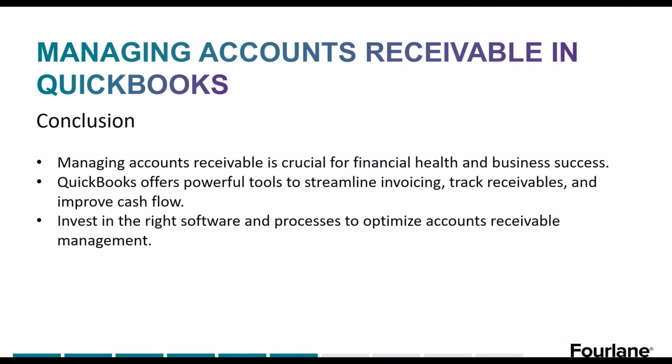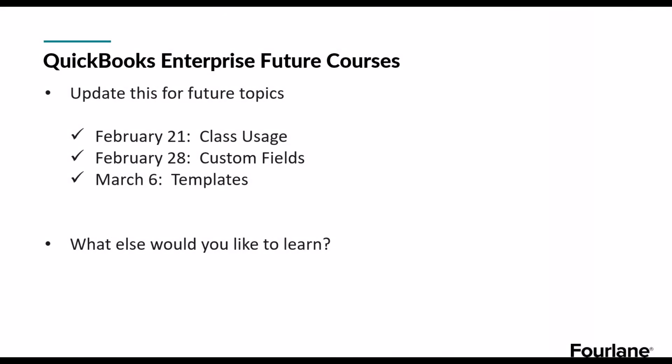And then as a conclusion, I think we've talked about this pretty clearly. It is crucial for the health of our business success. It can make a big difference. Just improving your receipts on these collectibles by 30 days makes a huge difference in your cash flow. QuickBooks offers some powerful tools that will help you with this. Use them as much as you can. Stay on top of the management. That's it for this topic, guys.